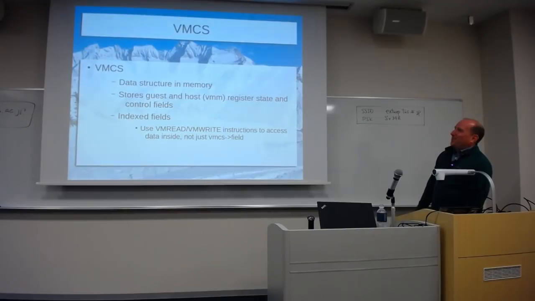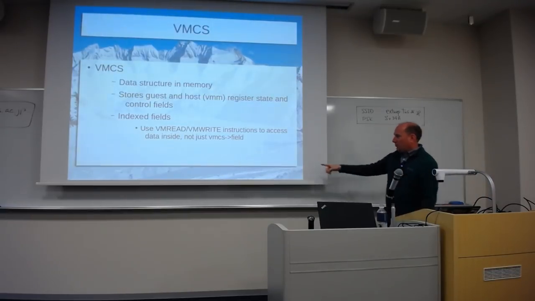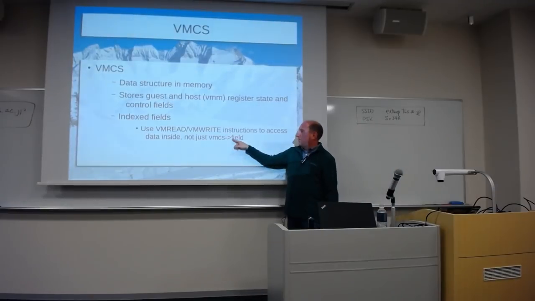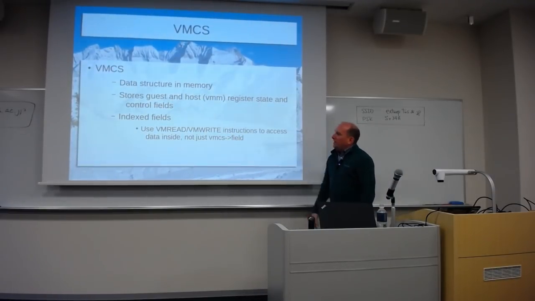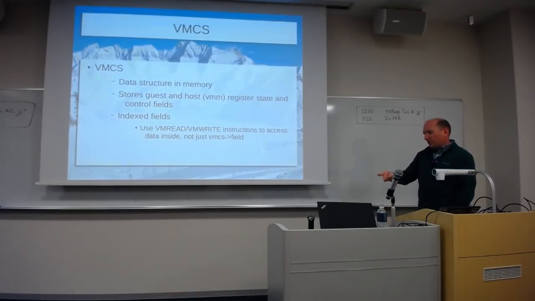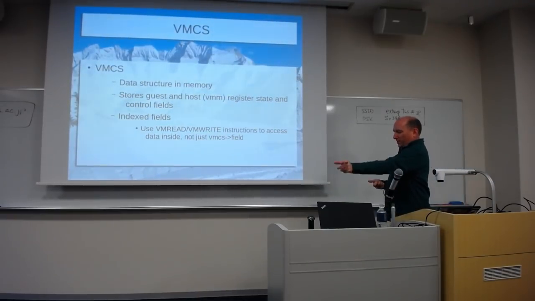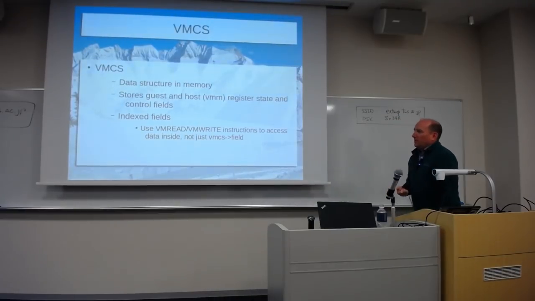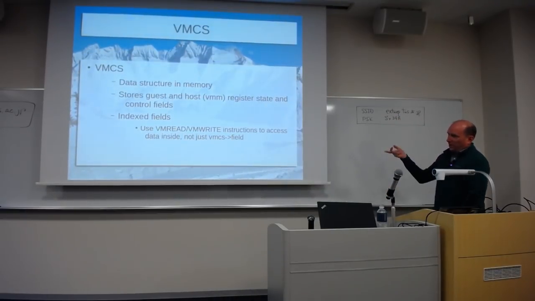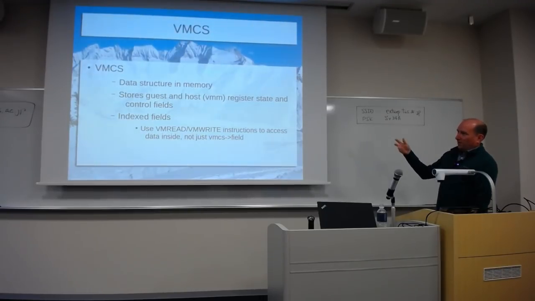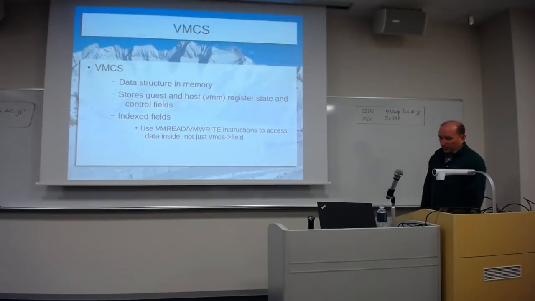A VMCS stands for Virtual Machine Control Structure. AMD calls it a VMCB, but it's the same idea. It's a data structure in memory, and it stores guest and host register state and control fields. In the case of Intel, this data structure is not a structure like you'd see in C. You don't just do struct dot field or struct pointer field. It's what's called an indexed data structure. So basically you issue an instruction that says, please read from this particular field index the value that I want. This is common in other CPU architectures, but it's the only thing in the Intel ecosystem that uses this kind of approach.